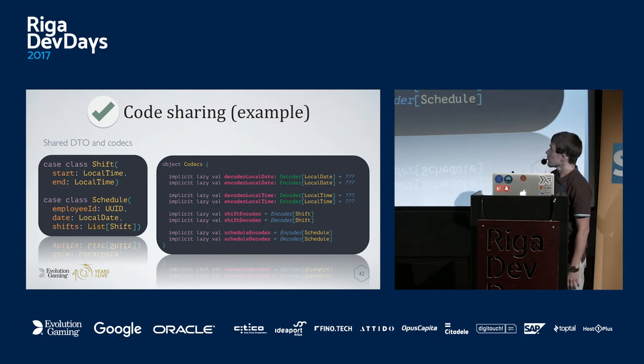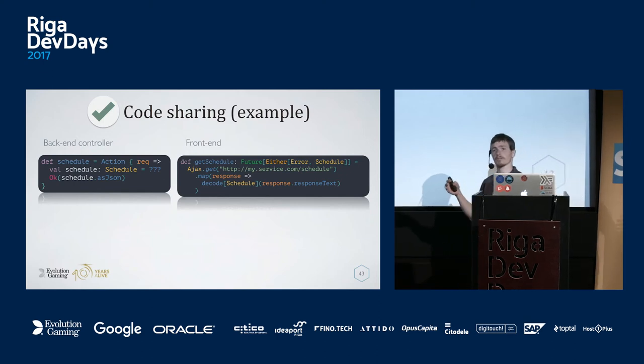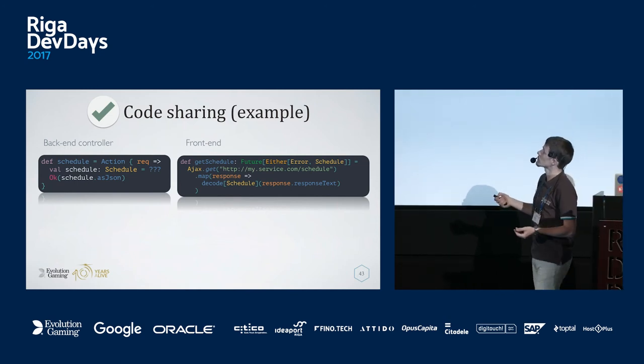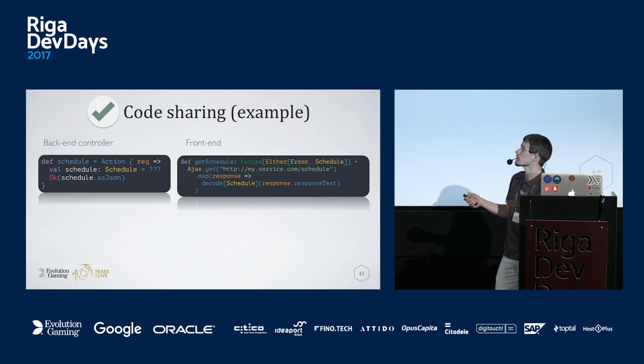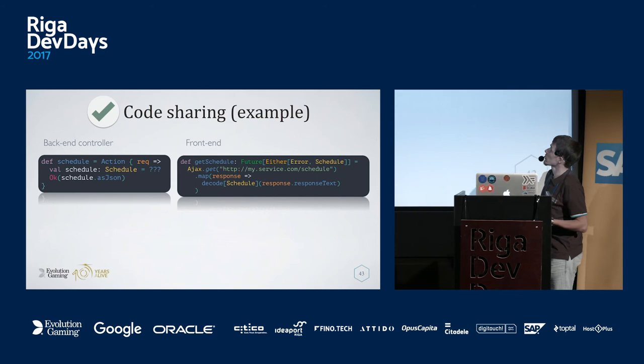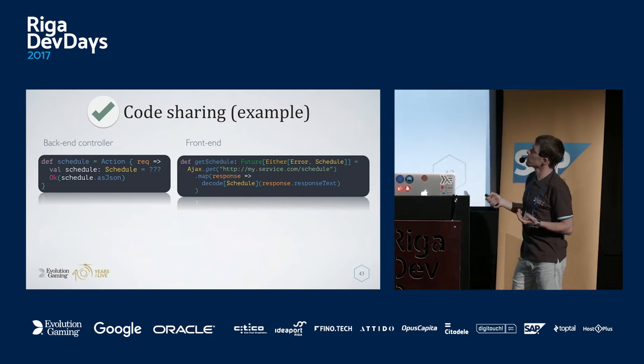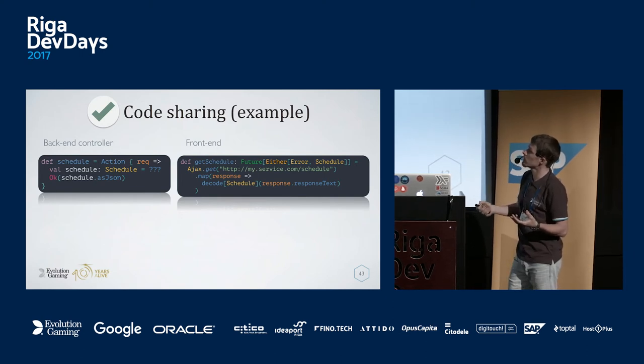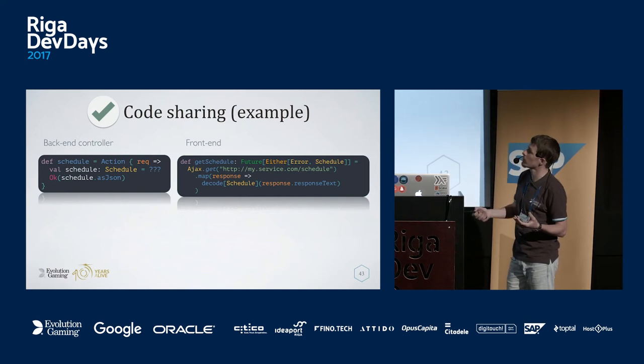So let's see how we can use this. This code was shared, and it was compiled both to the JVM and to the JavaScript platform. On the backend, in the controller, we can use this DTO, grab it from one of our services or from the database, and serve it as JSON. This is a Play action, a framework action. On the front end, we can, for example, send an AJAX request to some URL, which returns a future, and we map this future and try to decode the response according to the data transfer object we defined. So this is a small snippet that uses the DTO and the codecs both on the back end and on the front end.